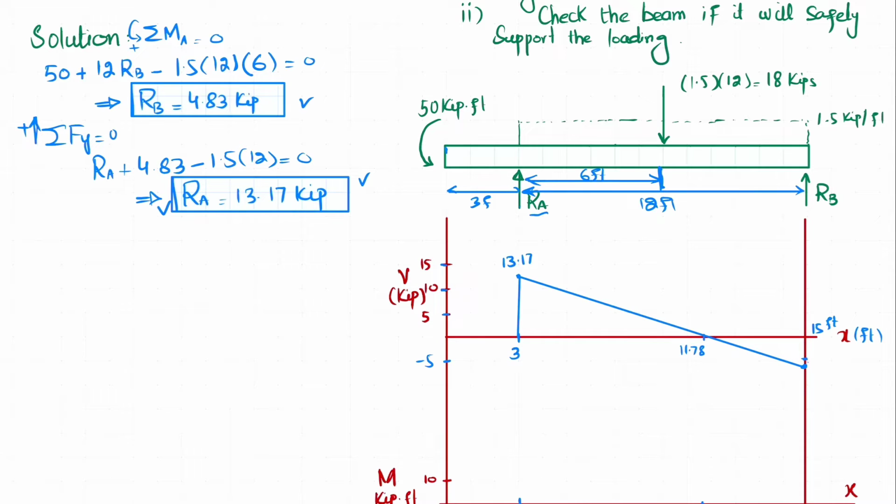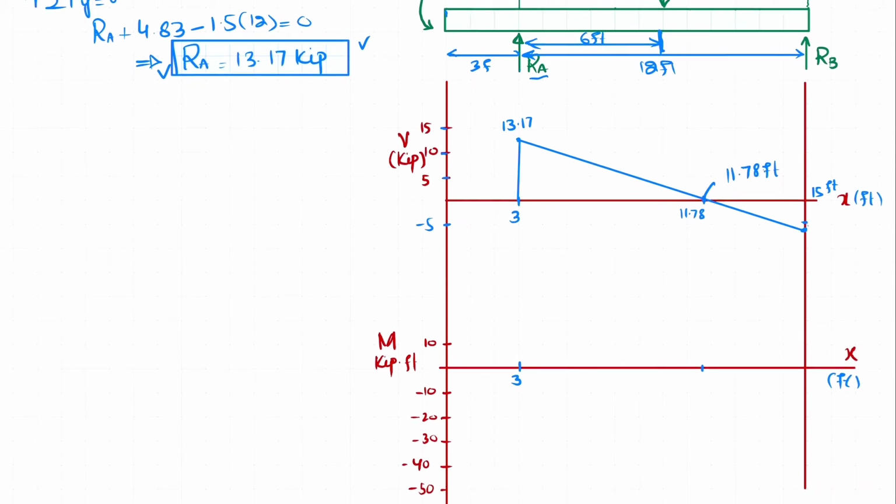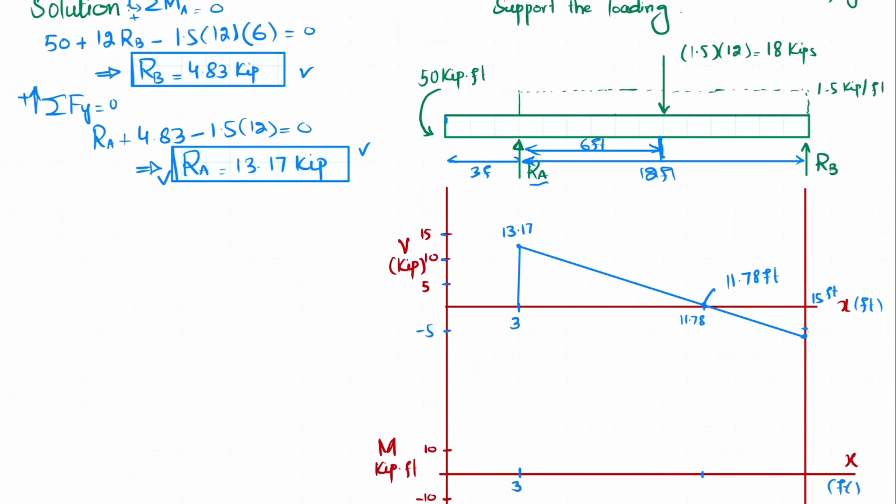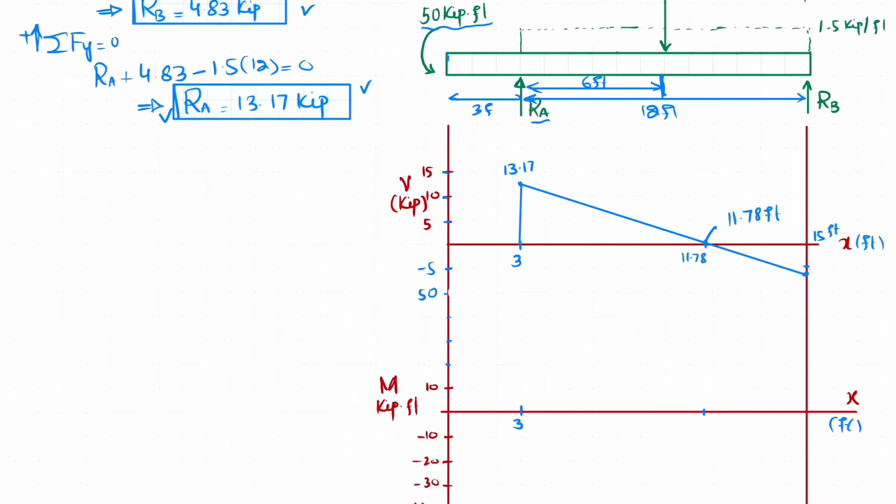Now when you draw it carefully as per scale, you will find that this is 11.78 feet from the start. So at this point the shear force will be 0. Now we'll draw the bending moment diagram. At this end you can see there is a 50 kips into feet moment that is given.